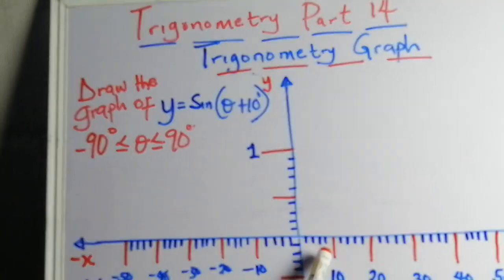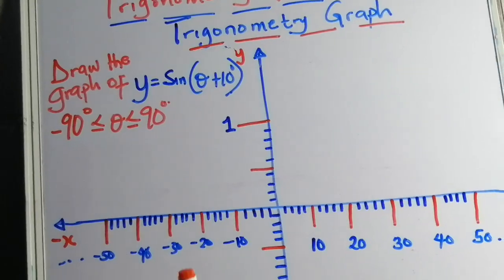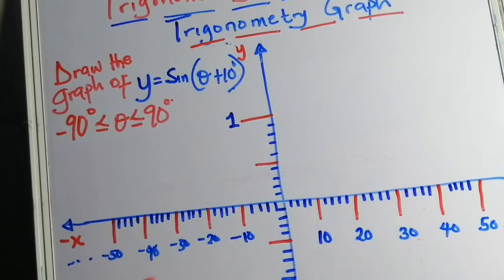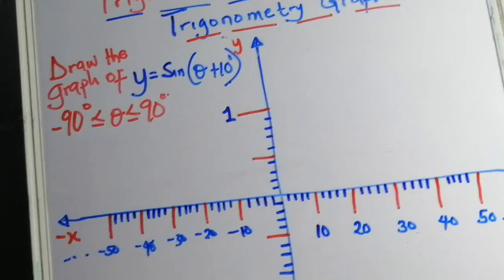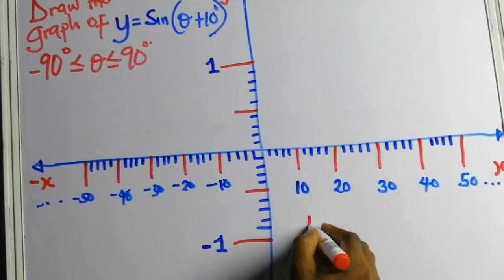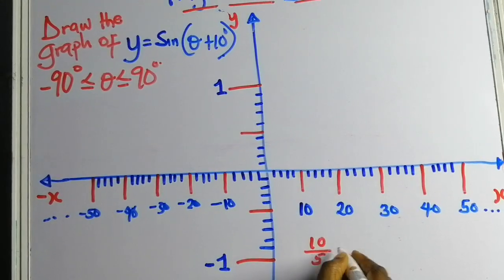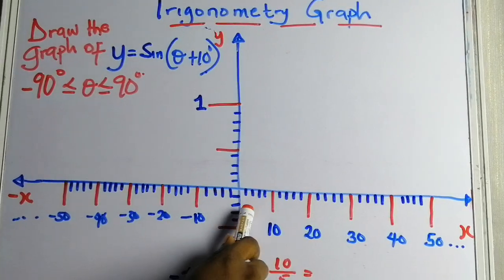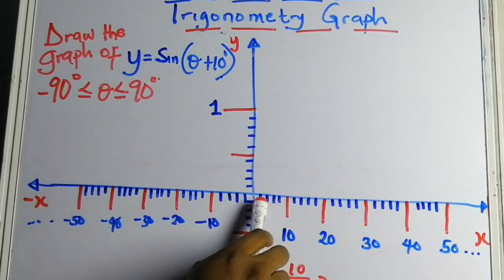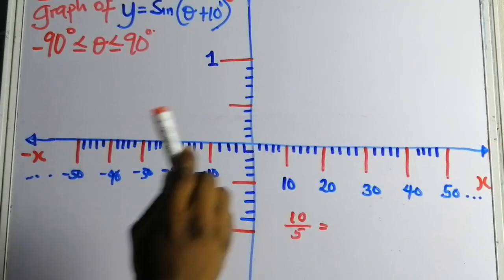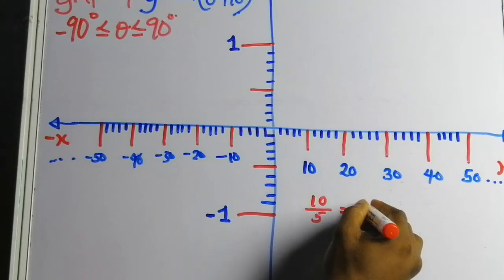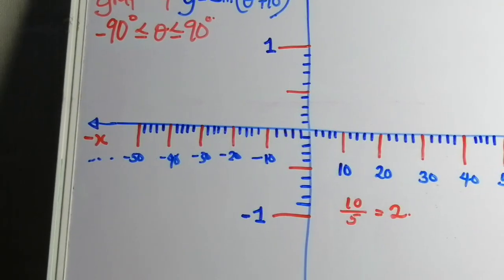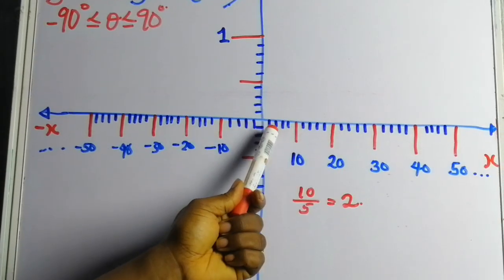So each of these boxes, I'm representing with 10. That is, 5 lines equals 10. So if I want to get my line here, I'll just say 10 divided by 5. This is my 10, from here to here is 10, and I have 5 lines: 1, 2, 3, 4, 5. So 10 divided by 5 is 2. This shows that each of these lines is 2.